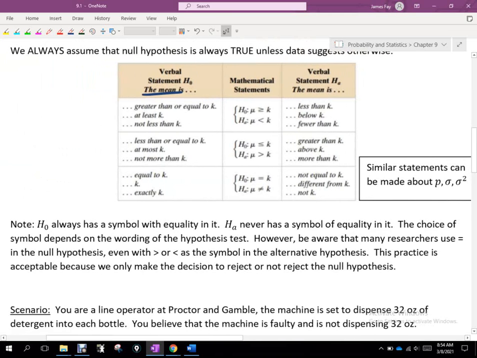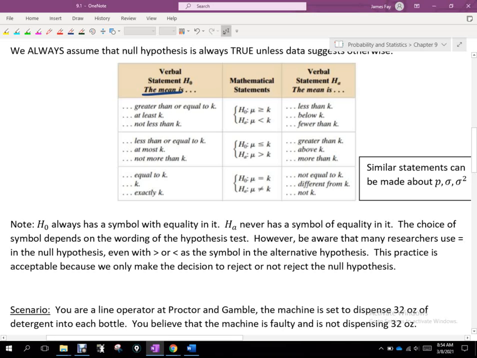It says note, the null hypothesis always has a symbol with equality in it. I think we've already said that. H sub A never has equality in it. Your alternative hypothesis or research hypothesis is always less than, greater than, or not equal to. So the choice of symbol depends on the wording of the hypothesis test.